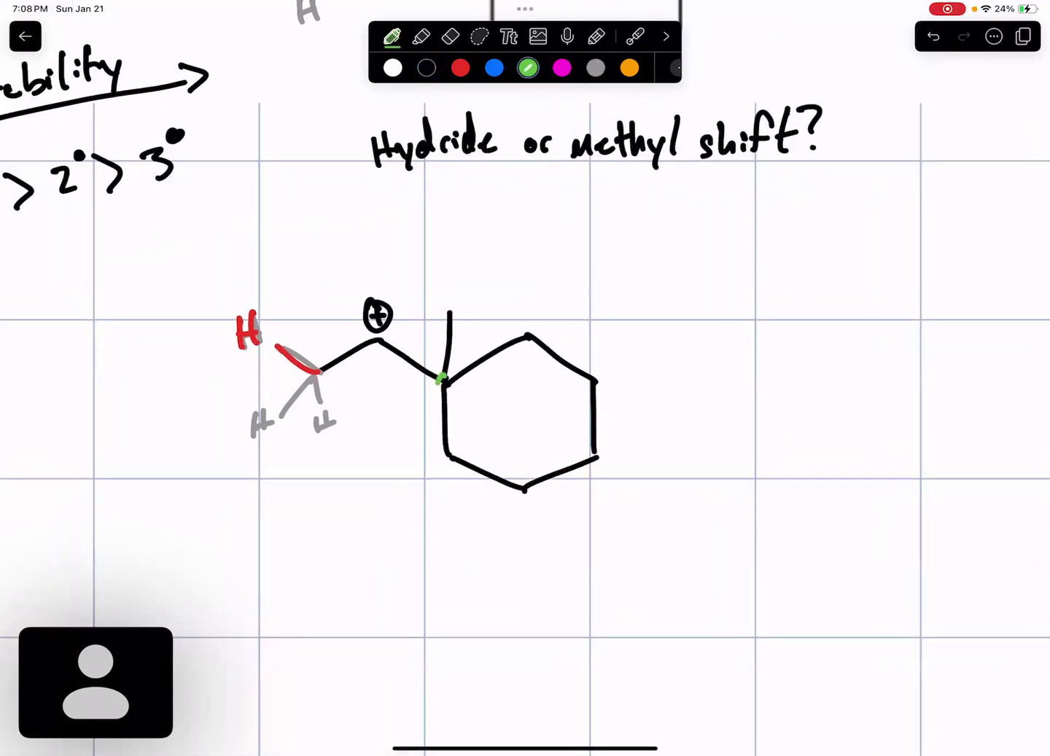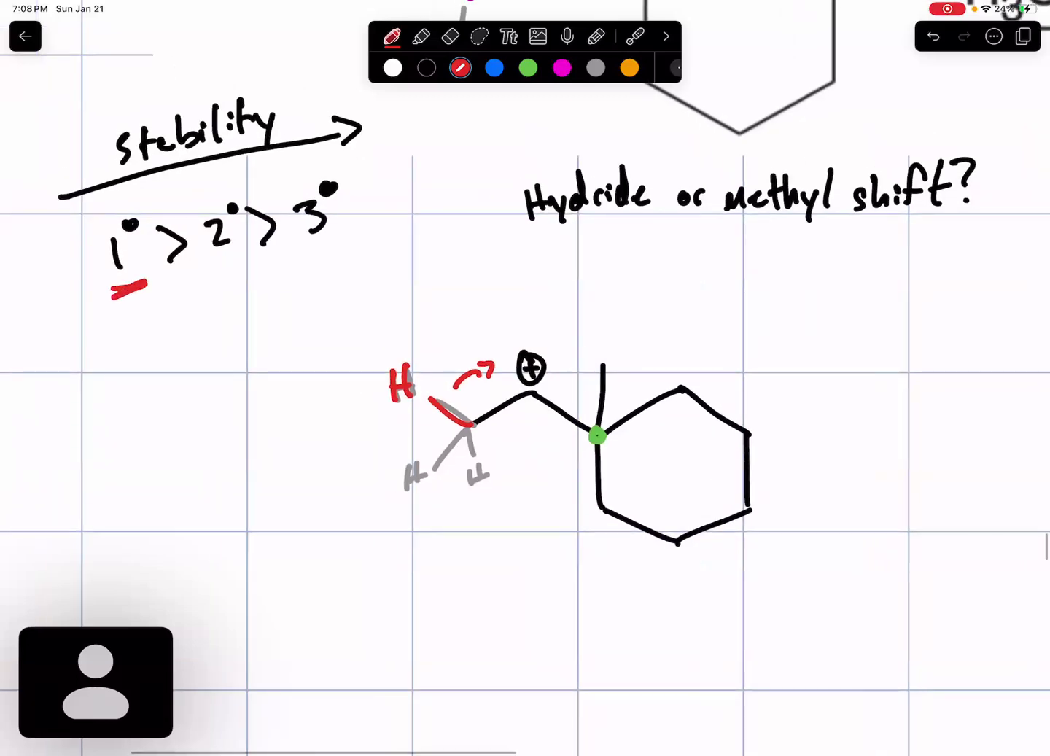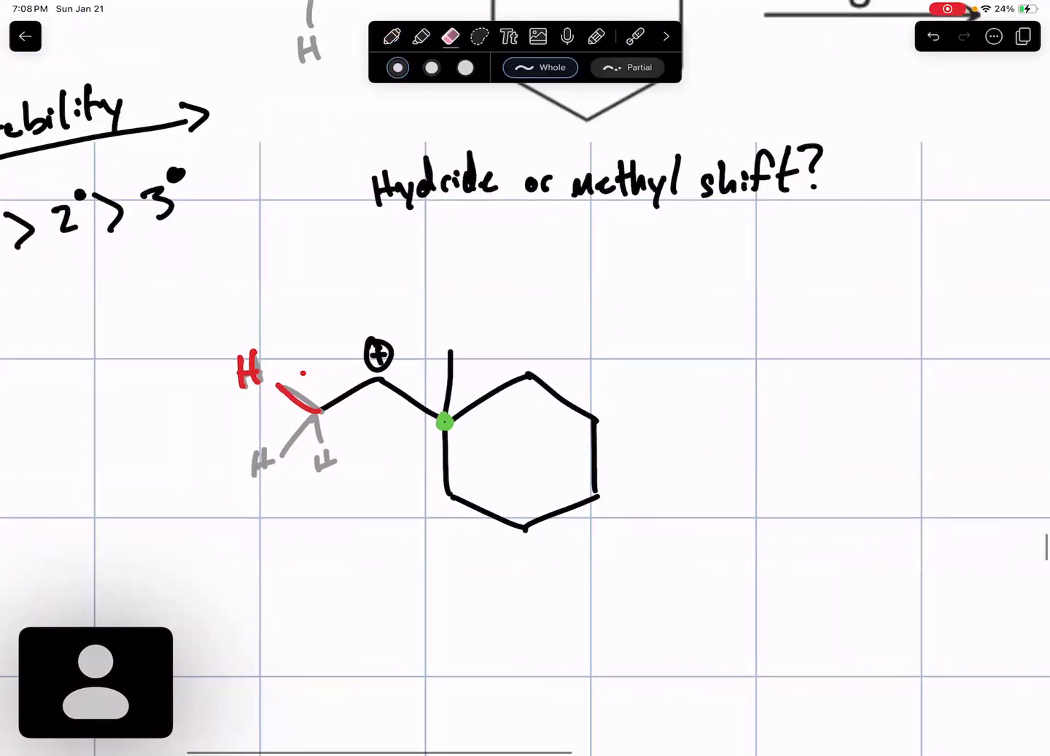At this carbon in green, is there a hydrogen that we could shift? No, right? Because it already has 4 groups: 1, 2, 3, 4. Would it make sense to shift this hydrogen in red here? No, because we would go back to our primary carbocation position, and that doesn't make sense. We're not making it more stable. So yes, we will do a methyl shift.